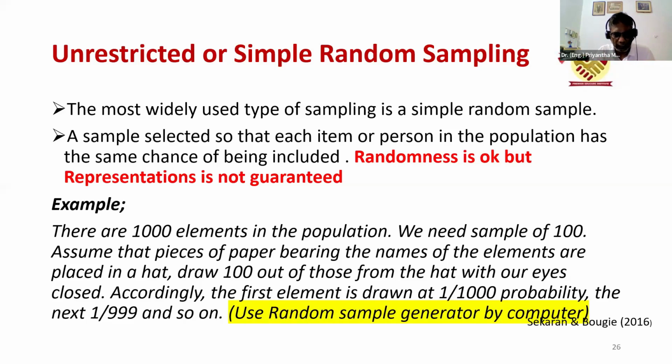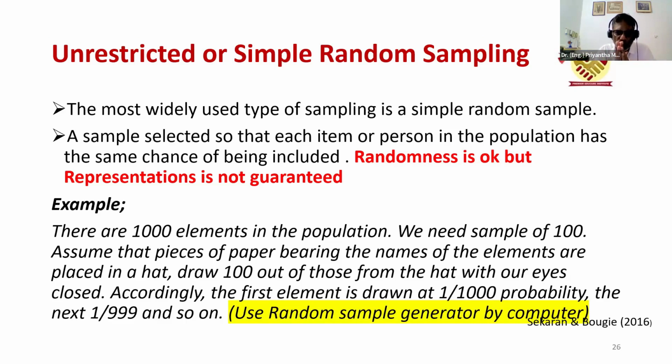So I'm not going to explain the example. This is very important, very easy, less expensive, less time consuming. But the problem is the representation is not guaranteed at all, right? So how do you do this? Those days, what you had to do was put all the names in a box and take them out as a raffle.